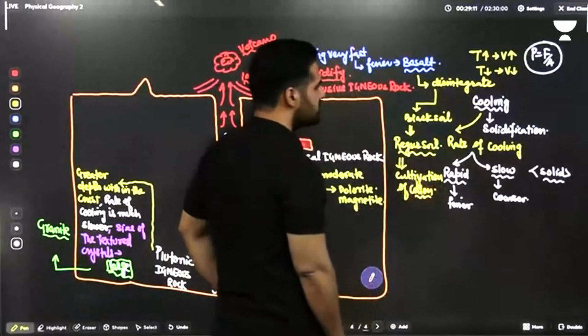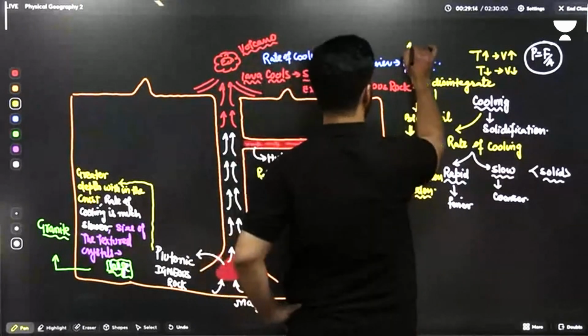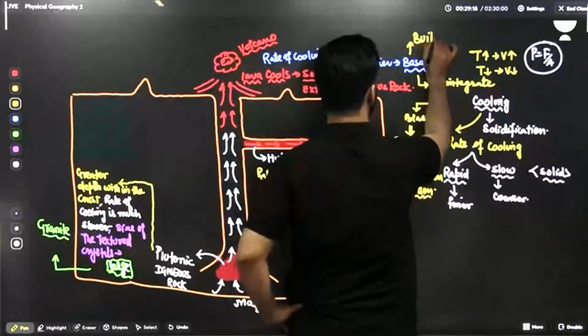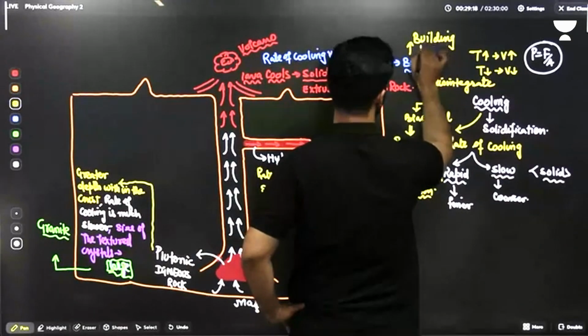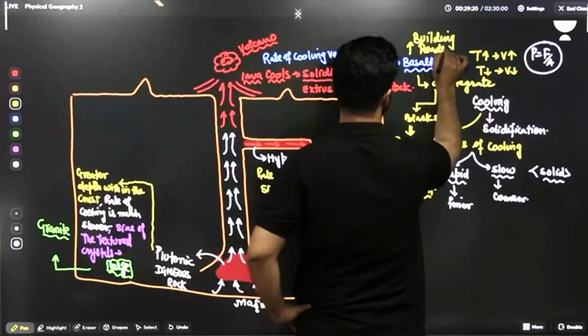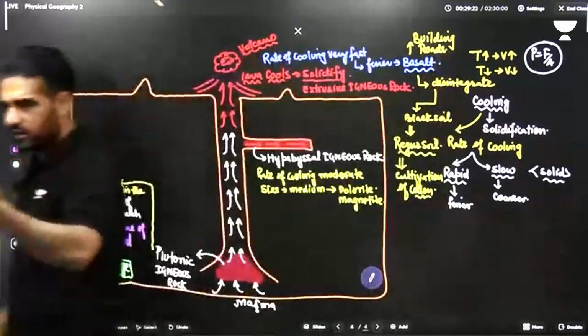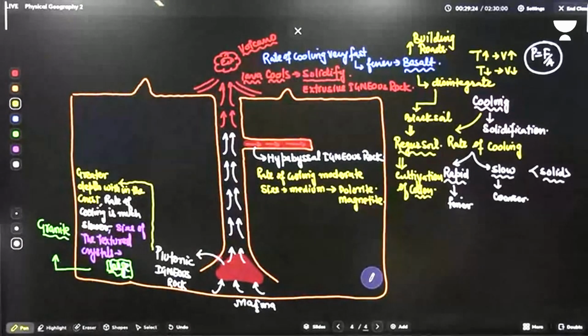And the same basalt is used for building roads. What is it used for building? Roads. If you see in your roads, you have that black color tar. There is nothing but the basalt. Can I say every natural resource? Why do we call it resource?